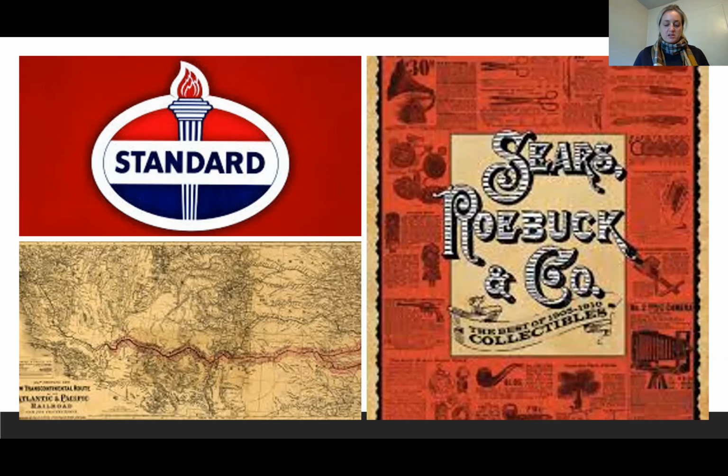The Transcontinental Railroad would literally connect each corner of the country with the other. Although Reconstruction would theoretically reunite the North and the South after the Civil War, it would be the Transcontinental Railroad that would reunite the East and the West. Now we'll go ahead and move to Sears, Roebuck and Company.